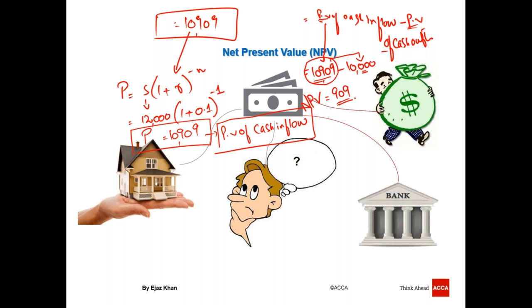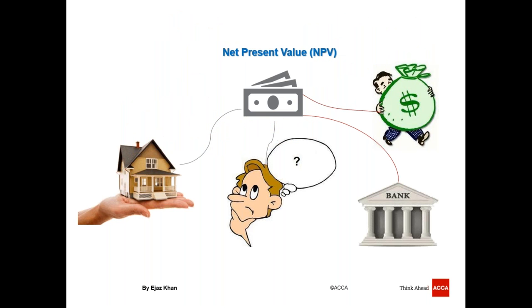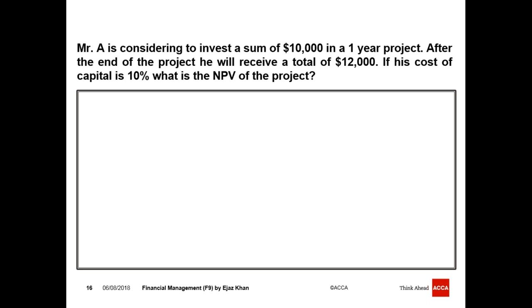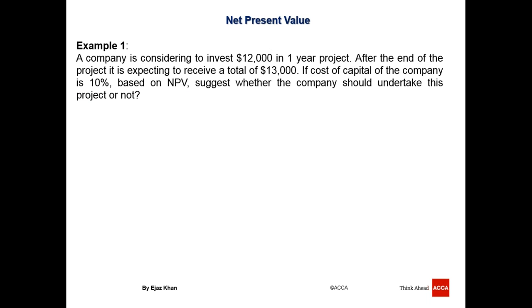So this is the basic concept of net present value. From now onwards, do remember one thing. Whenever we calculate the present value of a particular cash inflow, it will tell us the maximum amount that a company should invest for a project. So let's move forward to the next slide. In this example, it's actually the same example. So let's move towards the next one.